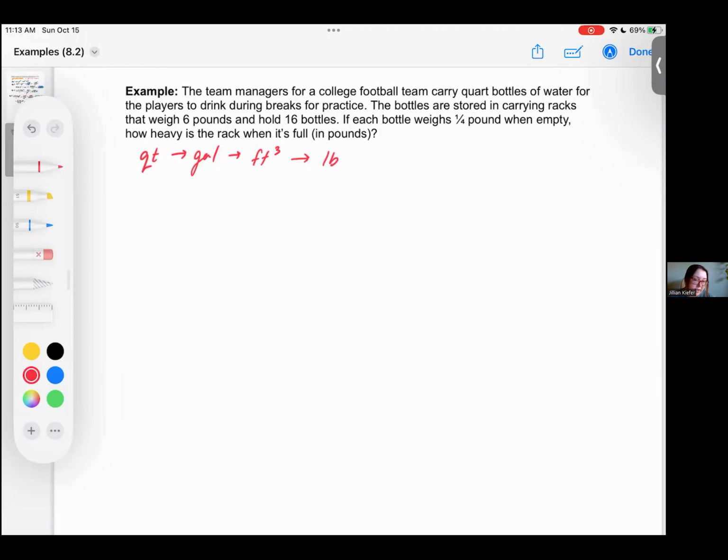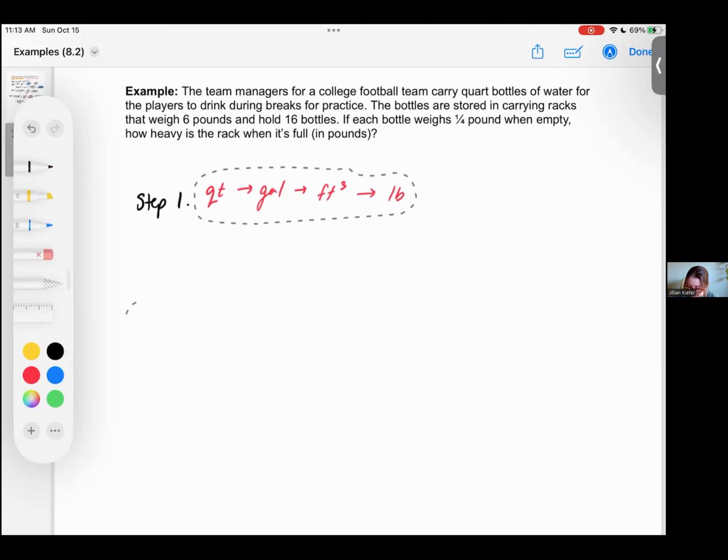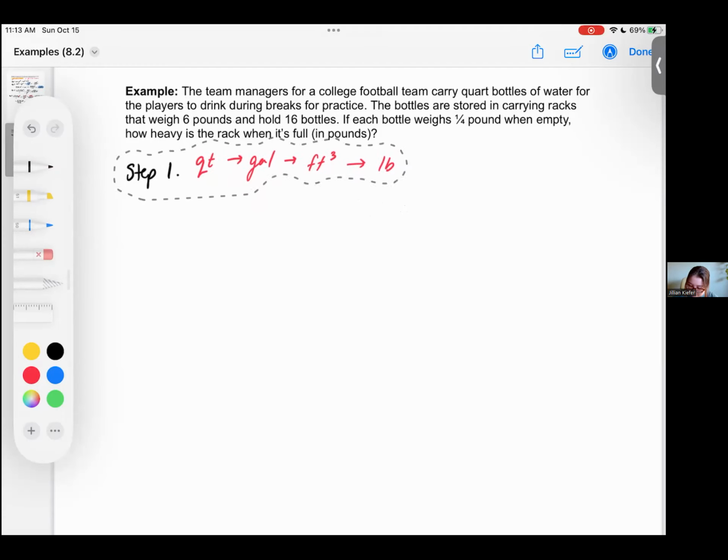So when we add this all up, or we figure out our first step here, it's exactly what it is. This was really step one here, so we can just write that out. All right, so step two. Step one, we're going from quarts to pounds.